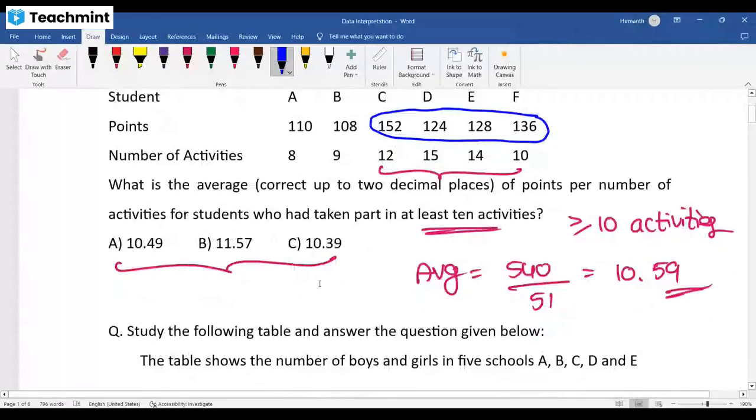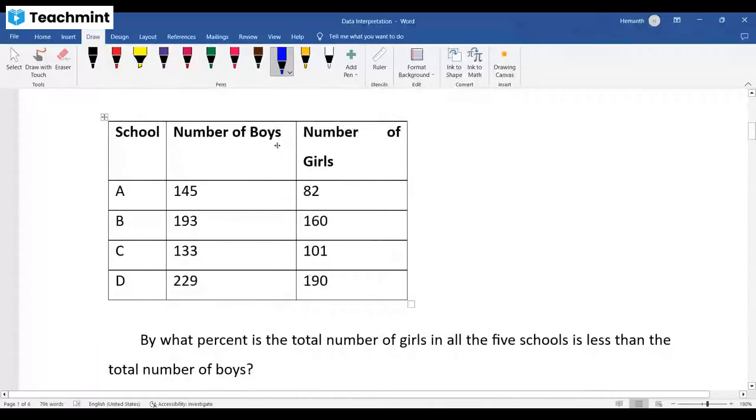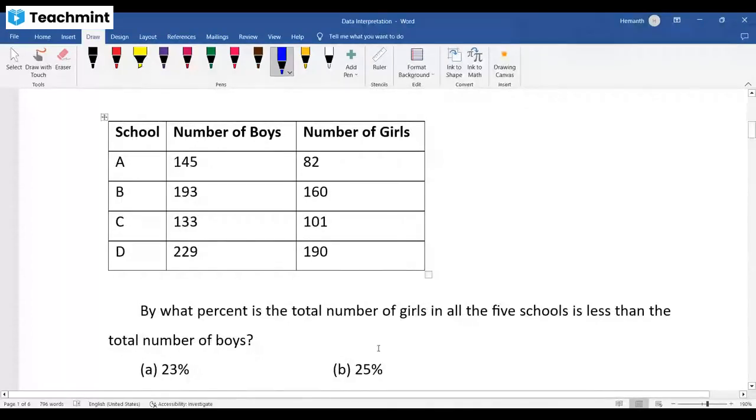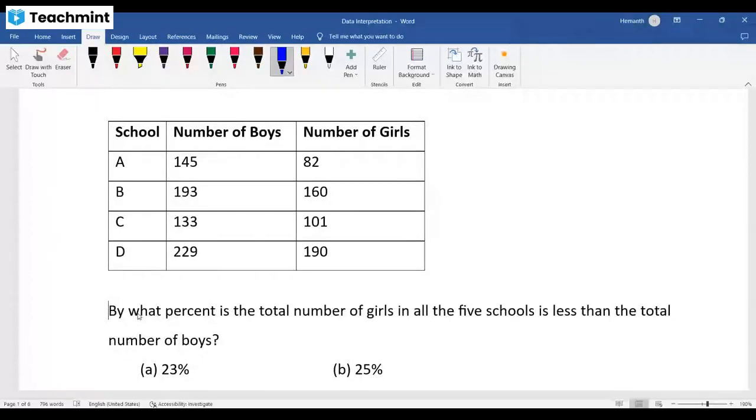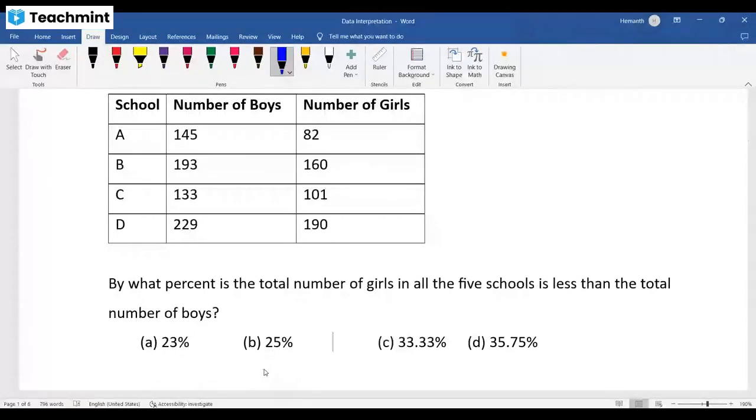Next one, we have a table regarding boys and girls. Now regarding this, what they're asking is, what percent is the total number of girls less than the total number of boys? Percentage less than. This is a comparison. Girls are what percentage less than the boys?